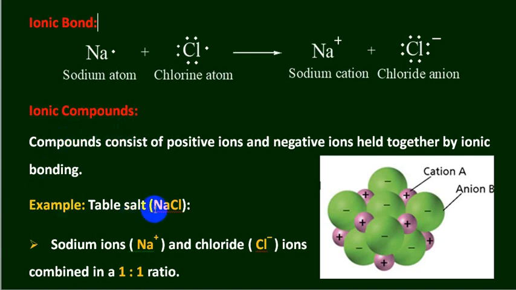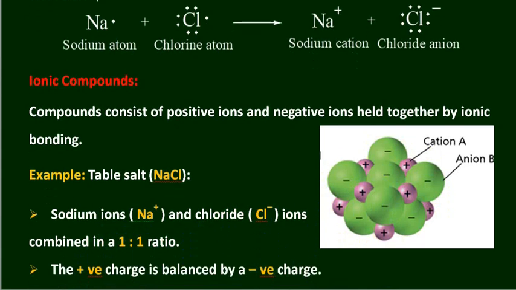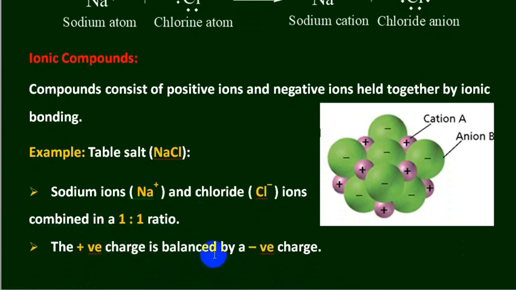For example, here NaCl consists of positive sodium ions and negative chloride ions in the ratio 1 to 1. If you count the number of sodium ions and the number of chloride ions, they will be equal. So the ratio is 1 to 1, and the positive charge is balanced by the negative charge.